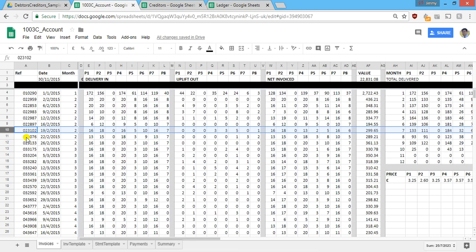So they'd assign an invoice number, usually 02 for February, the first two digits of the month, followed by the 4 digits from the delivery docket. They'd put the date and put all the other information from the delivery docket in. This would then generate the net invoice amount, the value of the invoice, as well as some other information which was used for analysis.